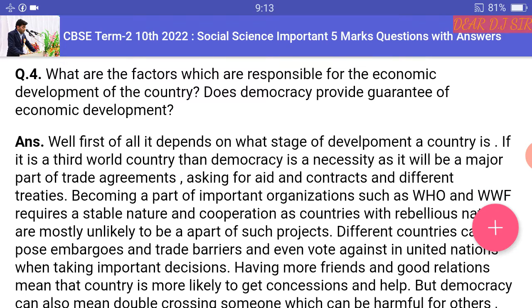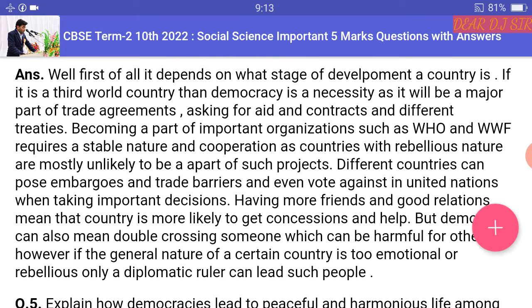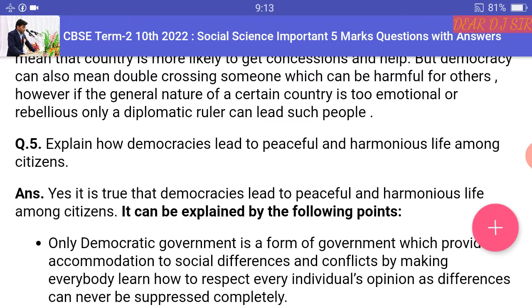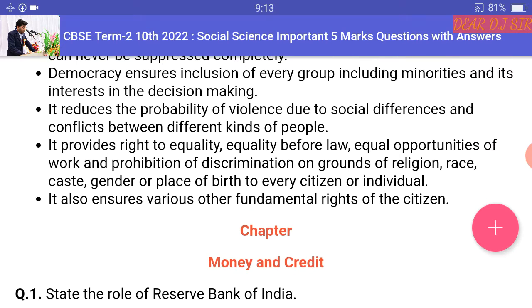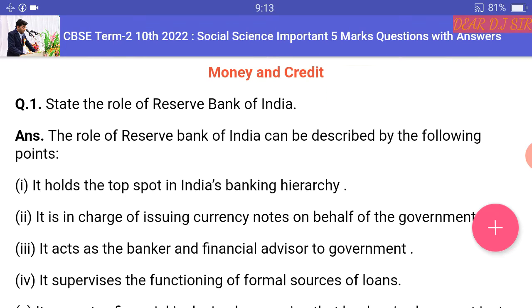Here the fourth question is, what are the factors which are responsible for the economic development of the country? Does democracy provide guarantee of economic development? Here the fifth question is, explain how democracies lead to the peaceful and the harmonious life among citizens. Here the questions from the money and credit.